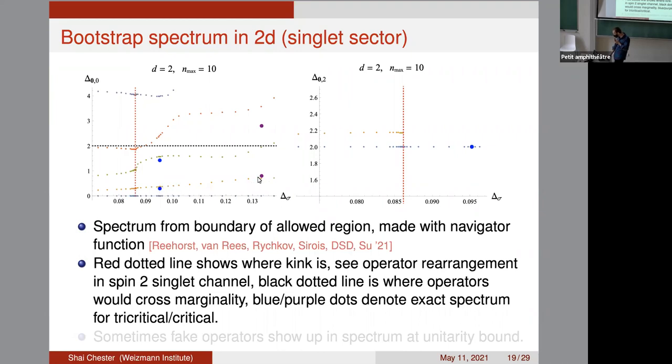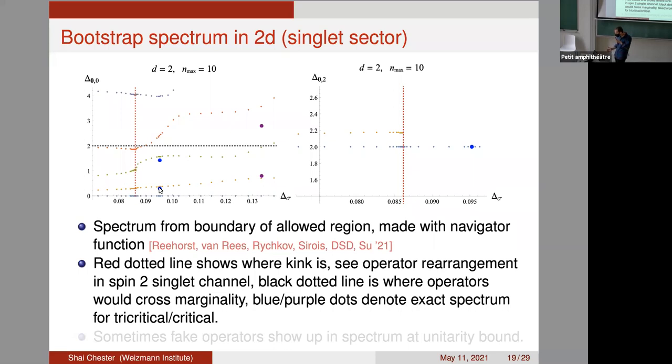As you see, the yellow dots are very close to the expected lowest operator for both the tricritical and critical theories. Something a little bit funny is that, because our plots are not fully converged, the kink is not at precisely the tricritical point yet, and that's why this red dotted line is not exactly right here. But it's pretty close. With improved precision, I think the red dotted line will be exactly here, and these yellow dots will presumably get even closer.